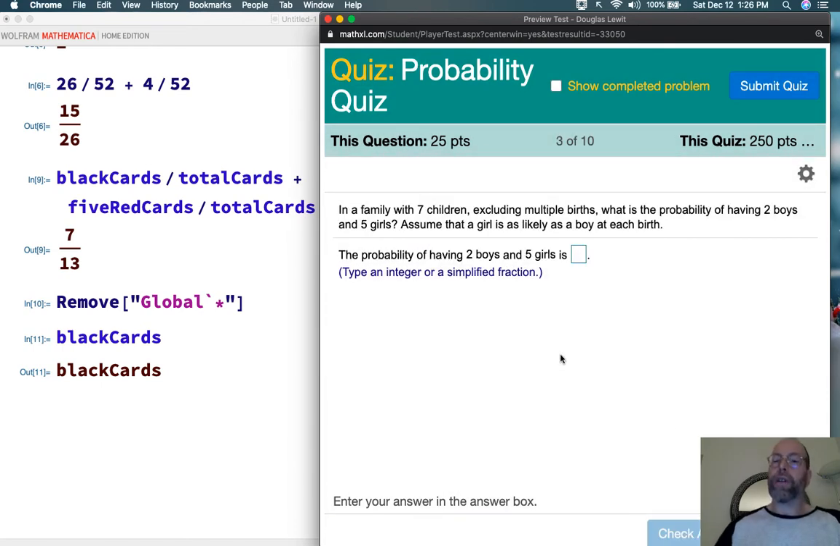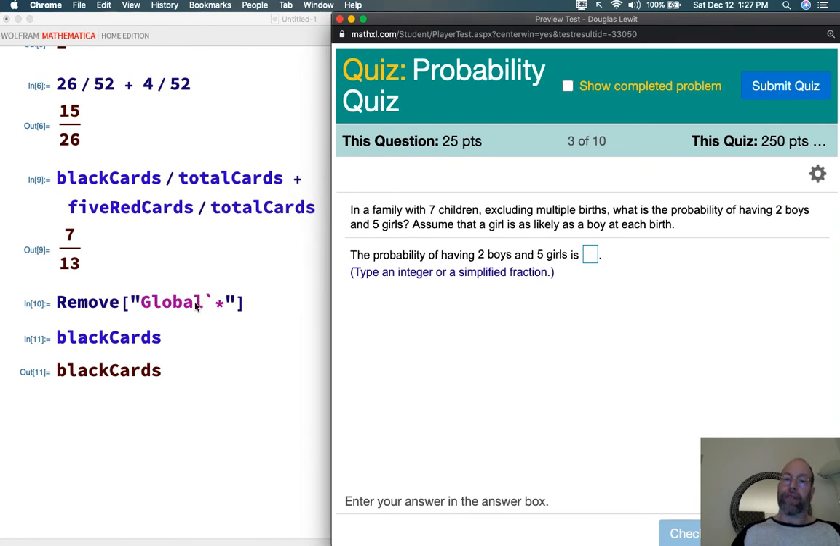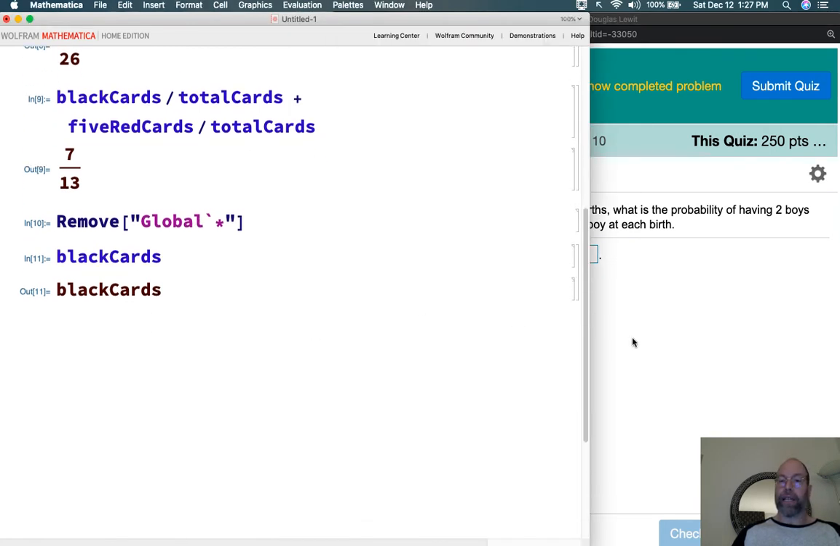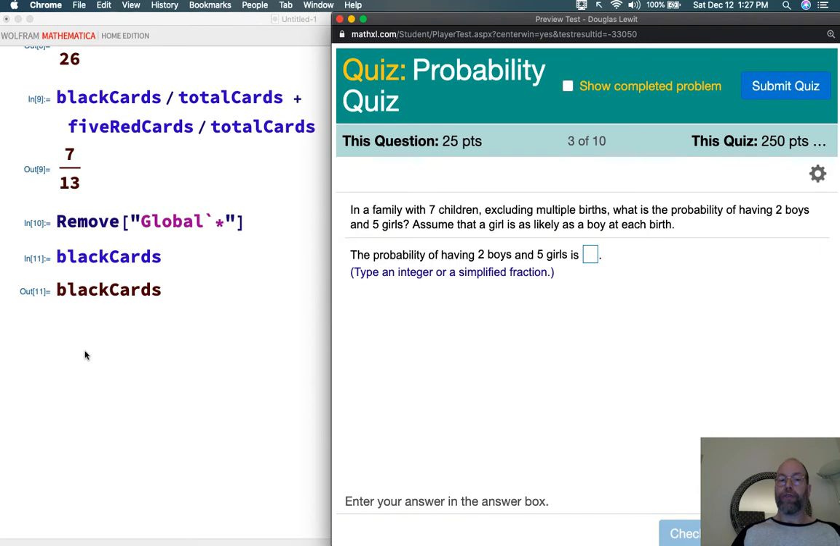Let's go over problem number 3. In a family with 7 children, excluding multiple births, which means twins, triplets, quadruplets, etc., what is the probability of having 2 boys and 5 girls? Assume that a girl is as likely as a boy at each birth. Now this is where we really need Mathematica. For this problem, Mathematica is fantastic. So we have 7 children.